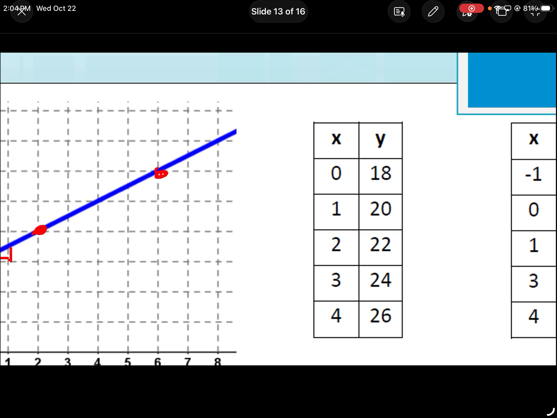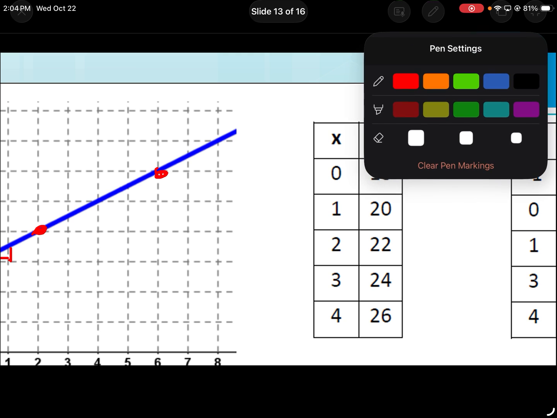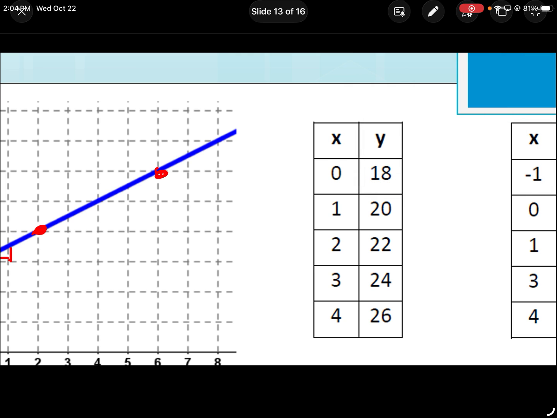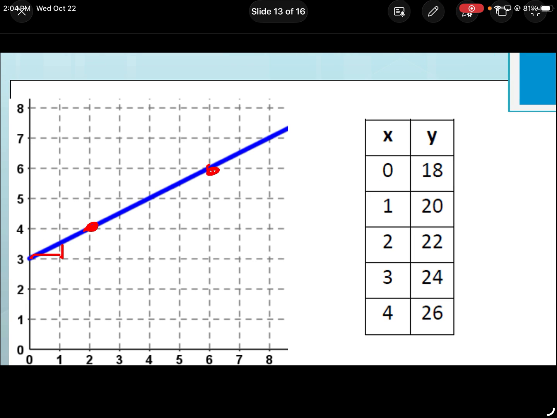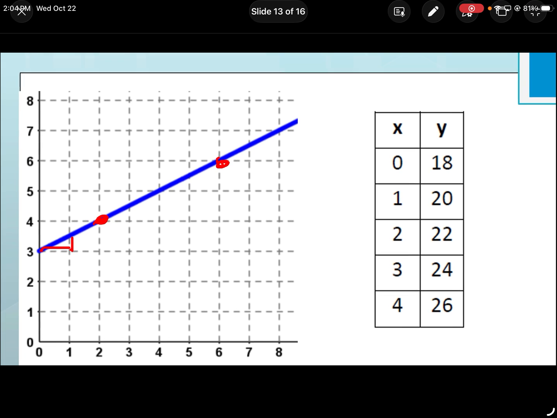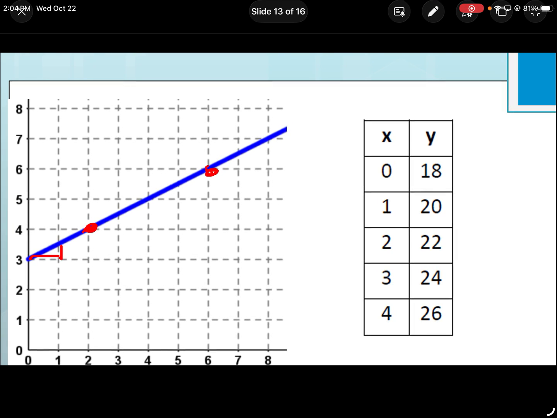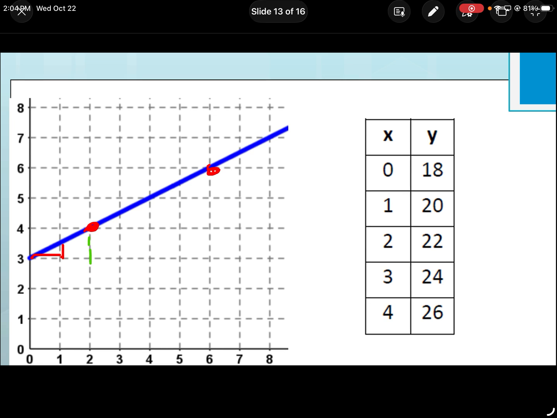I say they're nice points because I can actually count them. The reason I picked these 2 points is random for one, but most importantly, I can read them. I know that this one says 2, and I know this one says 4, and I know this one says 6, and I know this one says 6.